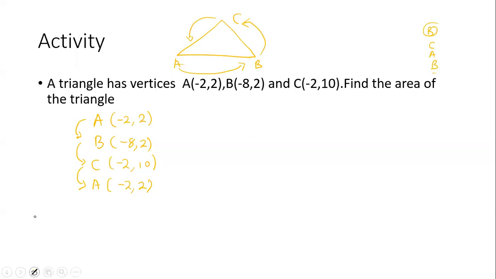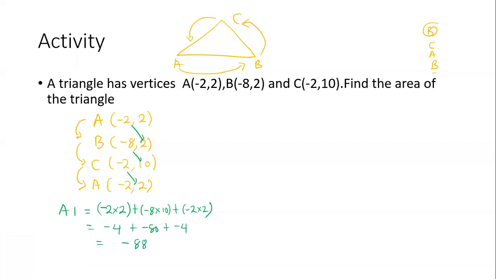So from here, we are going to first get our first sum. I'm going to come here and I call it A1. That's what I'm calling A1, which is going to be negative 2 times 2, plus the second one, which is going to be negative 8 times 10, plus the third one, which is going to be negative 2 times 2. So this will give us negative 4 plus negative 80 plus negative 4. And this one will give us negative 88.